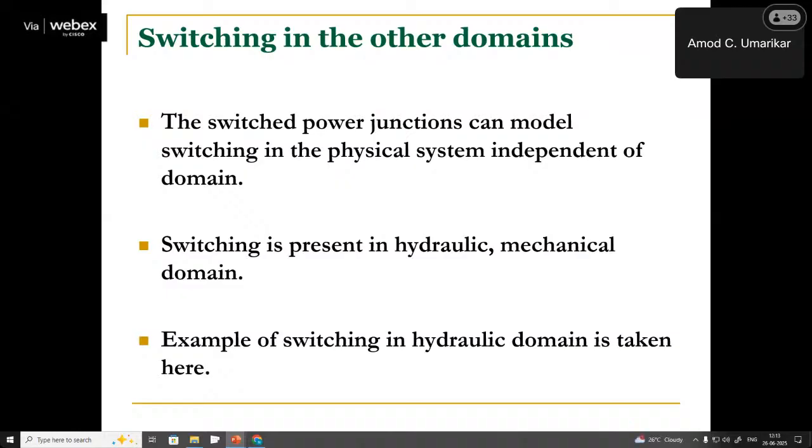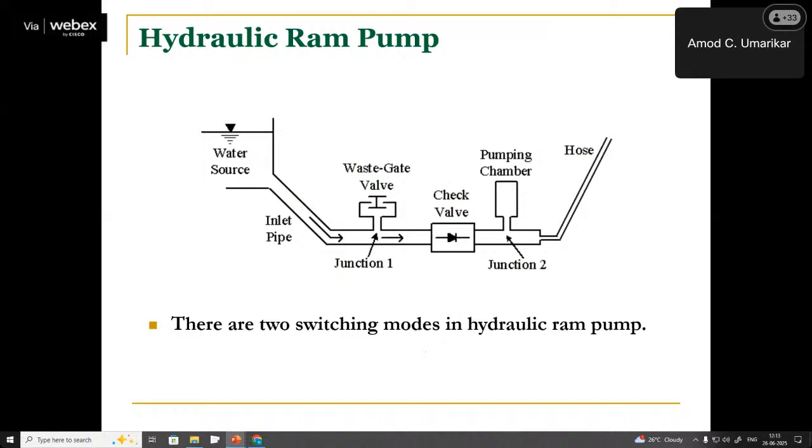In other domains also we can model the switching. This is kind of a boost converter. This is a pump, a hydraulic ram pump. When this valve is closed, the check valve is open. When this valve is open, the check valve is closed. So the purpose of this pump is to send the water at a higher height than the water source. Is it clear?